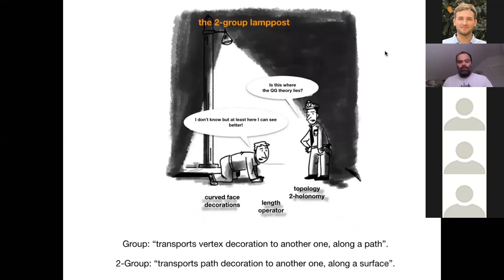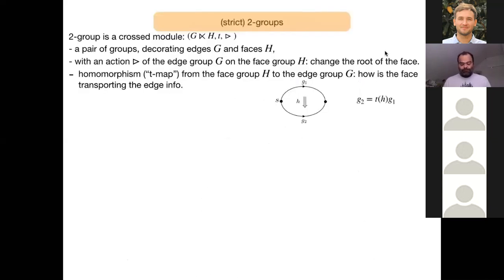A group can be seen as some kind of holonomy. So if I have a group, I can say a group is going to parallel transport the information I've got here to this point here, right? And what I can do then, if I'm going to deal with a two group, is that I'm also going to have a decoration on the face with a group here. And I want to have something that makes sense, a consistent framework for that. So let's talk about these two groups.